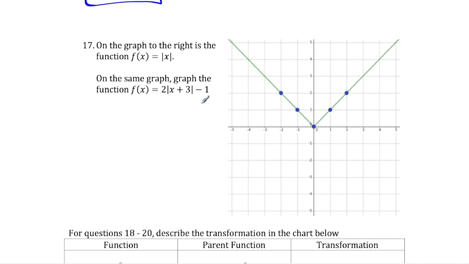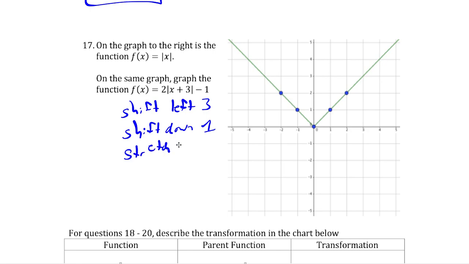So we have these transformations. What we're going to do is take every point, shift left 3, shift down 1, so negative 1, and then stretch by a factor of 2. Basically, we're going to take each y value multiplied by 2.